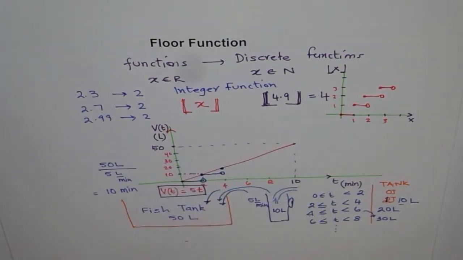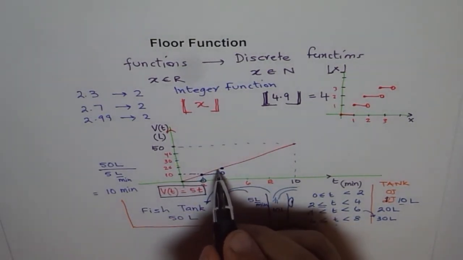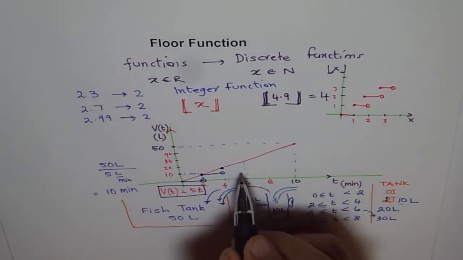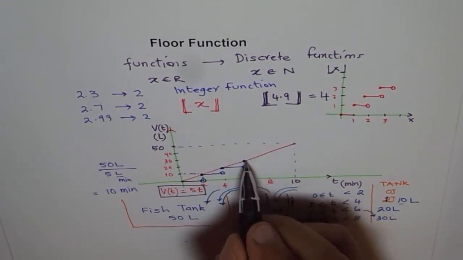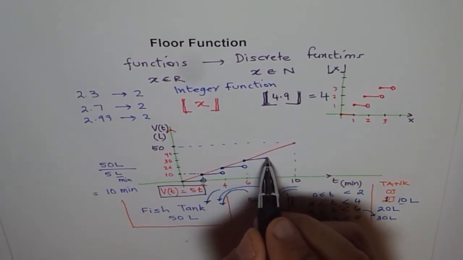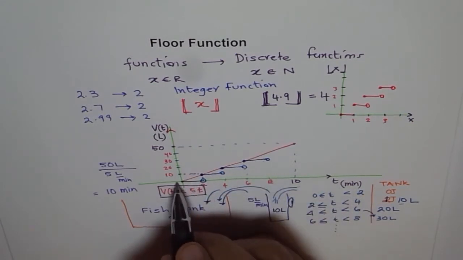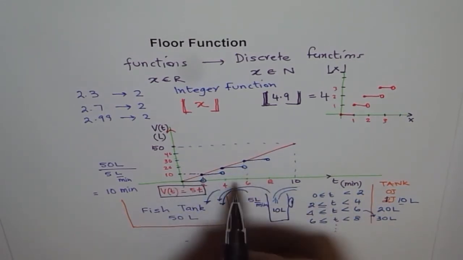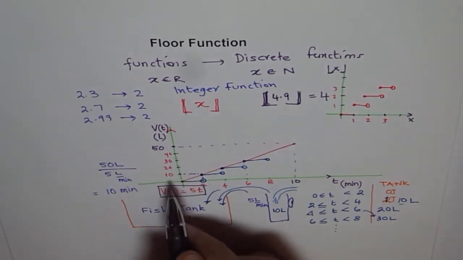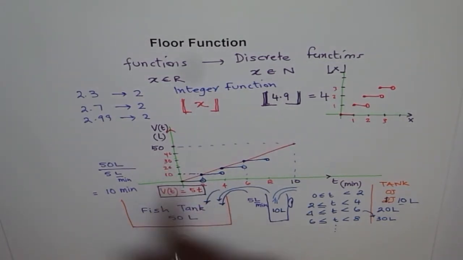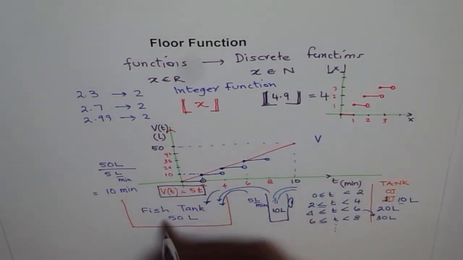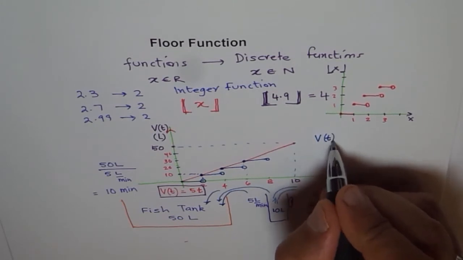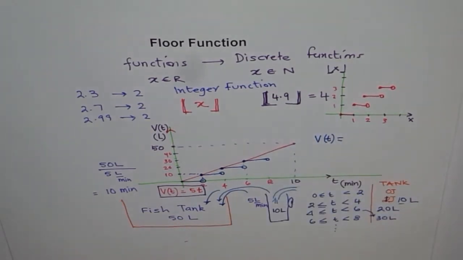Do you see that? So after the second fill, I got 20 liters and then after the third fill, I will get 30 liters. Do you see that? Like this it goes. So we get a step function. And the quantity in the fish tank is 10, 20, 30, 40. Discrete values. So now what is my volume of water in the tank? How can I relate this volume of water in my tank with respect to time?